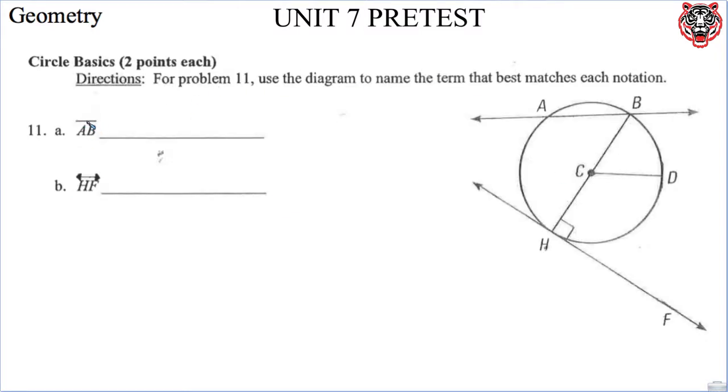Number 11, AB. Notice that there's not arrows on the end. If it was arrows, then it would be secant, but because it's just talking about this length between A and B, just this line right here, that is a chord. And HF is this tangent line, so this should be tangent.